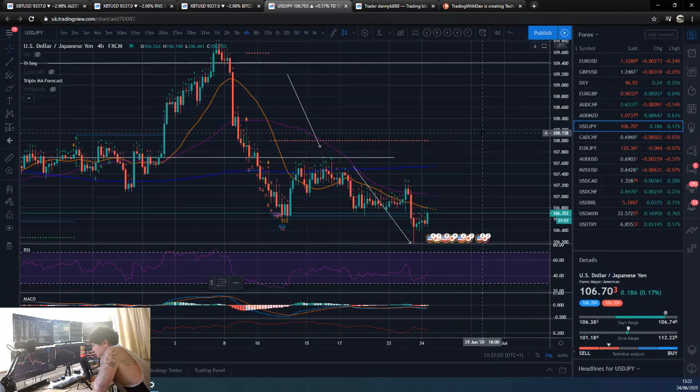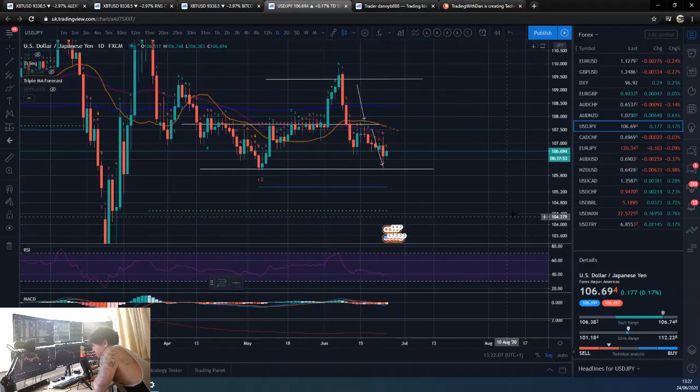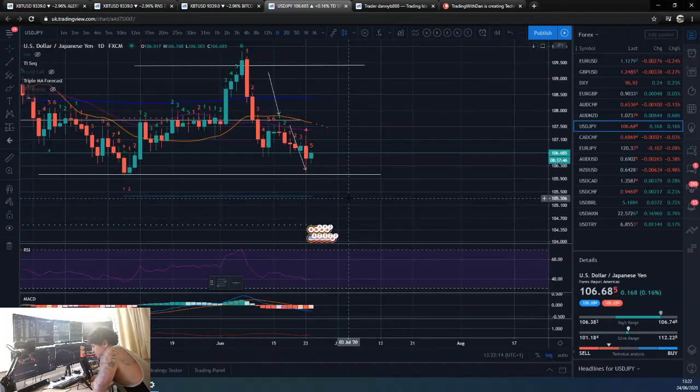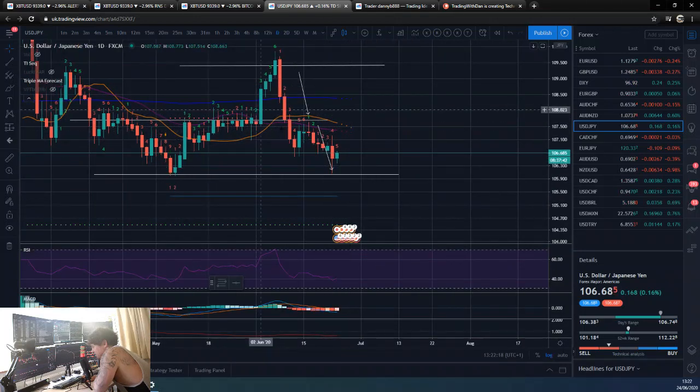US dollar, Japanese yen, daily first. I mean, we reached our target, basically. Our target of the breakdown here reached that pretty perfectly, even if I do say so myself. Obviously, we had the back test. This is it, textbook back test. Got to watch out for these.